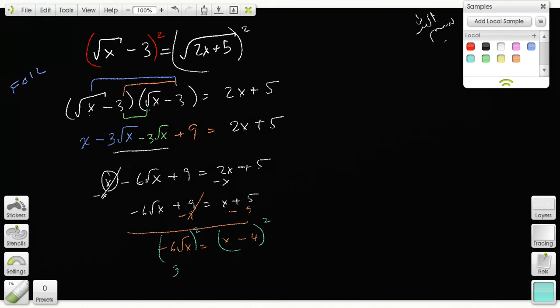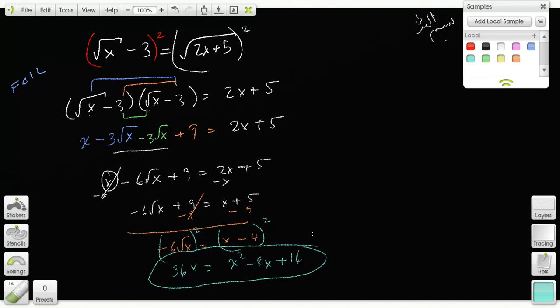You can do this, you get 36. 6 squared is 36 times x. You now have to FOIL that in quadratic, okay? x squared minus 8x plus 16. Now this is a quadratic equation that we know how to solve. I gave you a bad example, it's kind of too complicated. But that's how you do it. Agree. But that's the final answer.